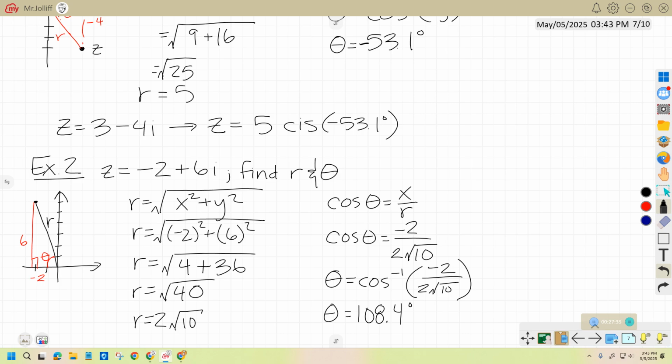Good. Is that angle right here? No, because that angle is smaller than 90. What we just found here is actually from the positive x around. That's the 108.4. And it gave us the correct quadrant because we used that negative x value. So it knew that it was in quadrant 2. It should have a bigger than 90-degree angle.